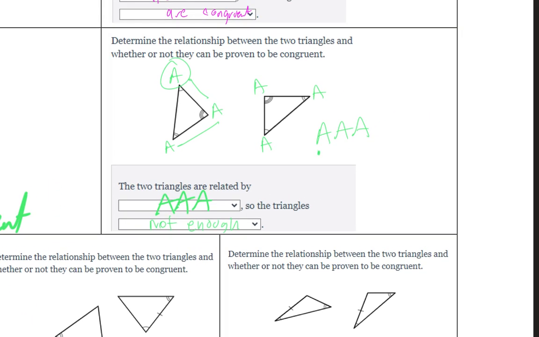So we're going to say that's angle, angle, angle. Okay, this one we said was hypotenuse leg. This one we said was side angle side. This one we're going to say is side side angle.